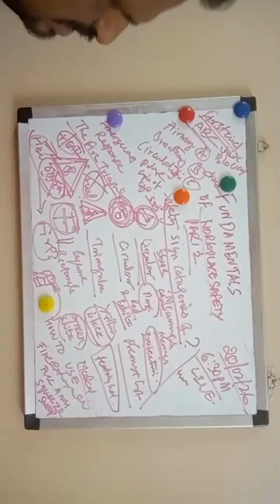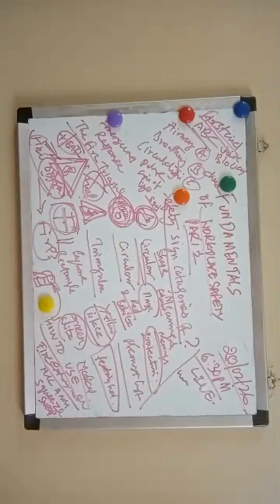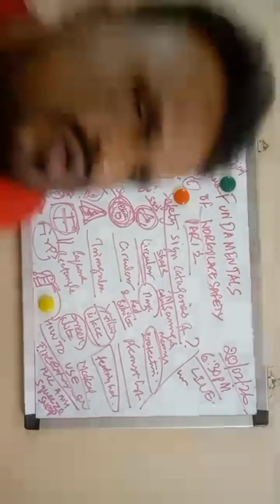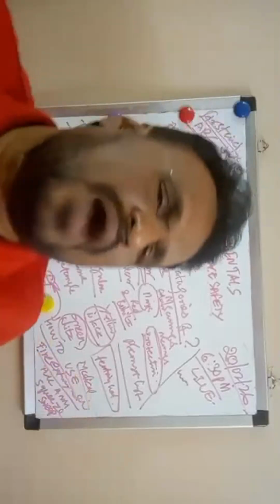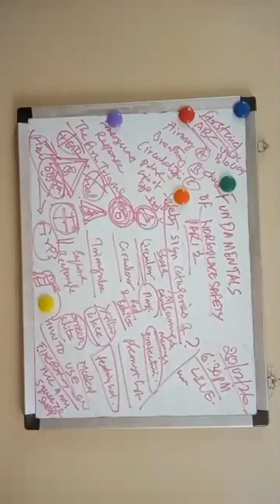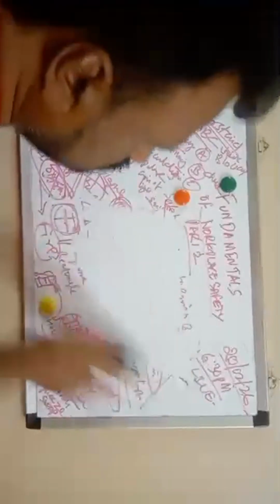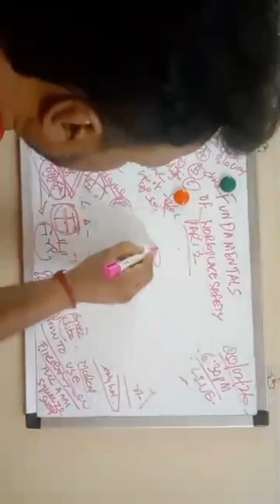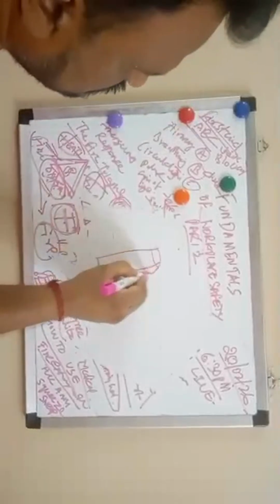Okay, next one is how to use fire extinguishers. It's one of the major things you must know. The simple rule is PASS. There is a fire extinguisher here.